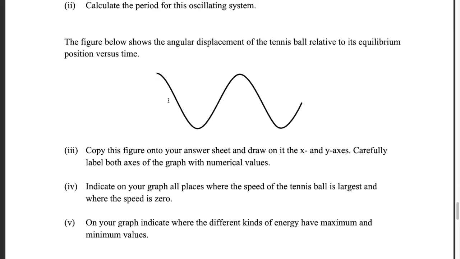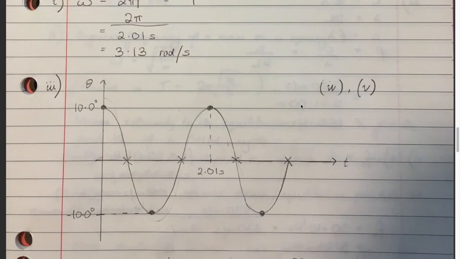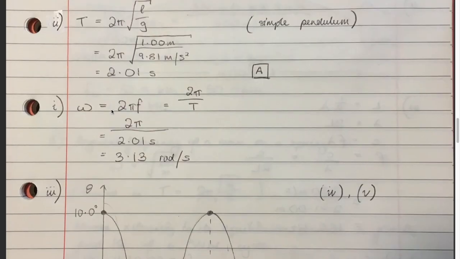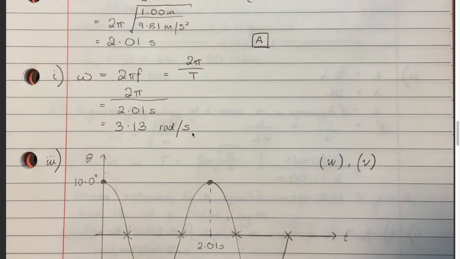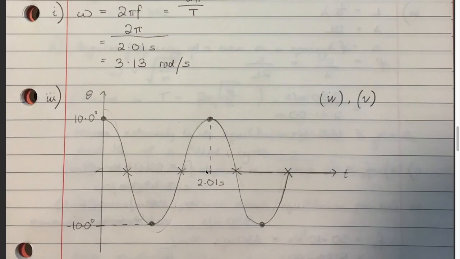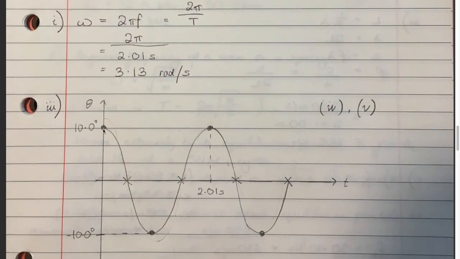So they give you this sine curve shape and you sort of just have to add in the axes and the labelled values. What you need to label is the amplitude of the oscillation. That comes from the initial displacement of the tennis ball up here. And also the period that we worked out in part 2. So that's the time taken for the tennis ball to go through one whole cycle.